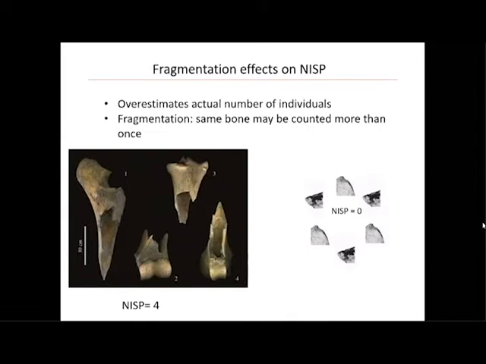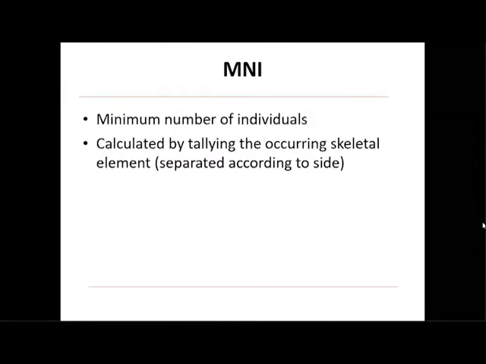When fragmentation is very high, as you can see on your right, then you wouldn't get an NISP, because NISP is only the identifiable specimens.